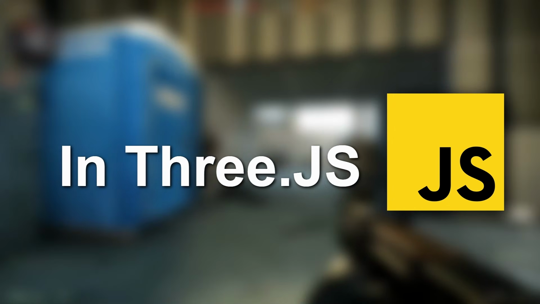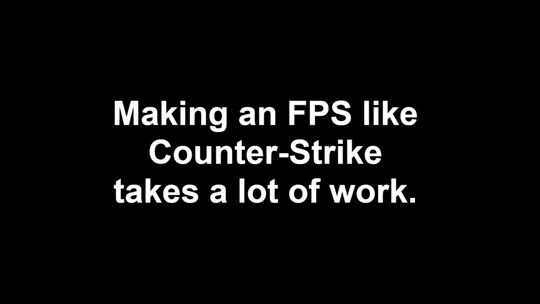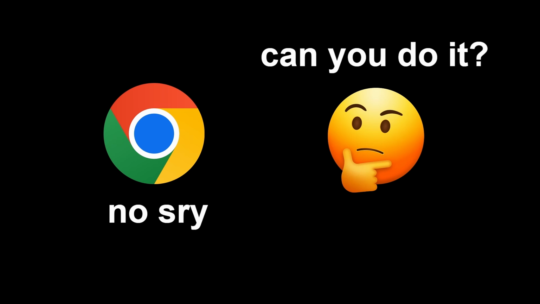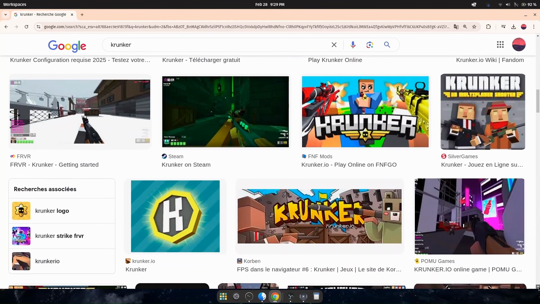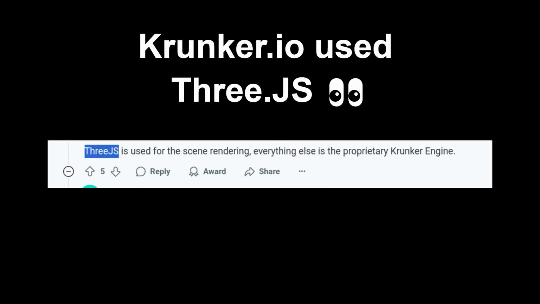So I tried making an FPS in Three.js, and let's just say it was a wild ride. Making an FPS like Counter-Strike takes a lot of work. But can a browser even handle something like that? Well, games like Krunker have blown up in the past few years, so it's definitely possible.